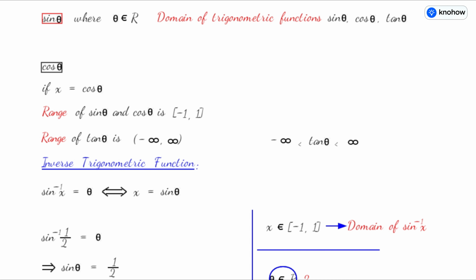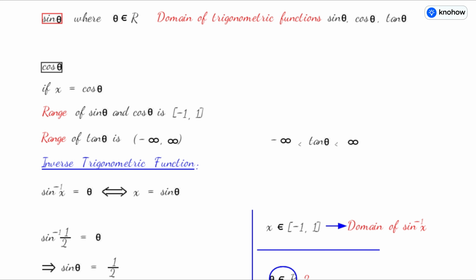And here I put a question mark: the range of sine inverse x should be any theta, because we can find the value of sine theta. Theta is any real number when we discuss trigonometric functions. Sine theta, theta is any real number. But is the converse true?